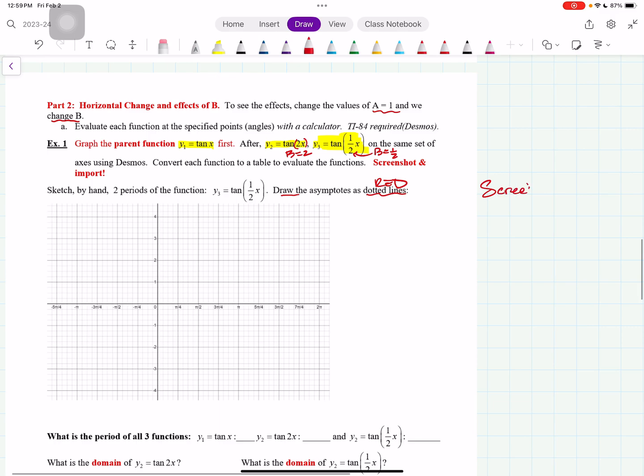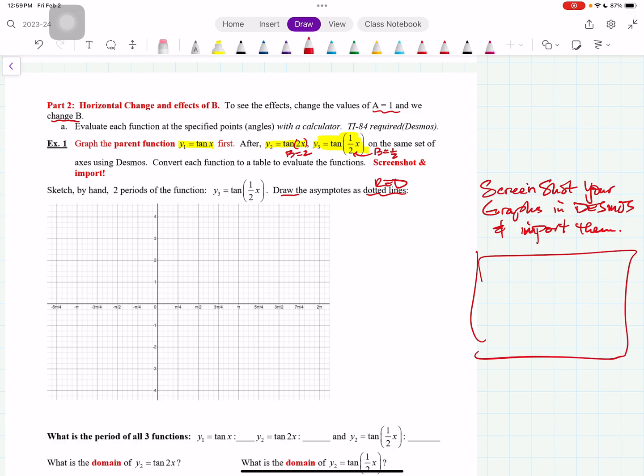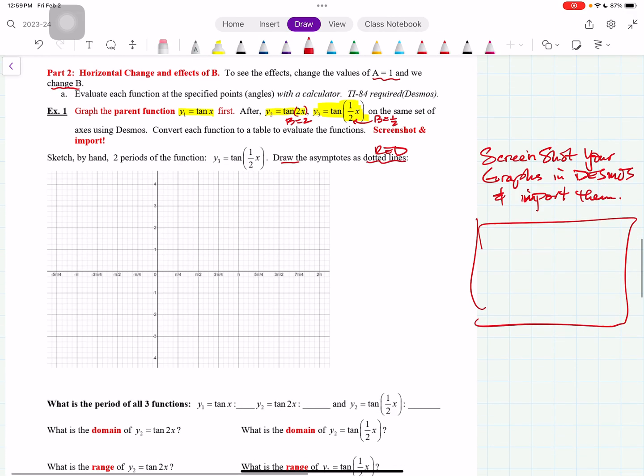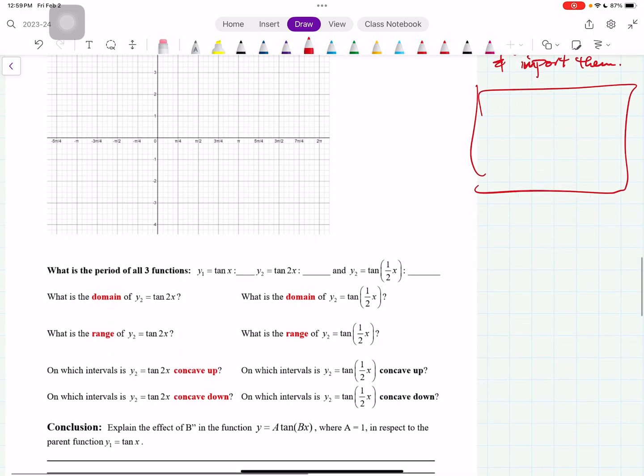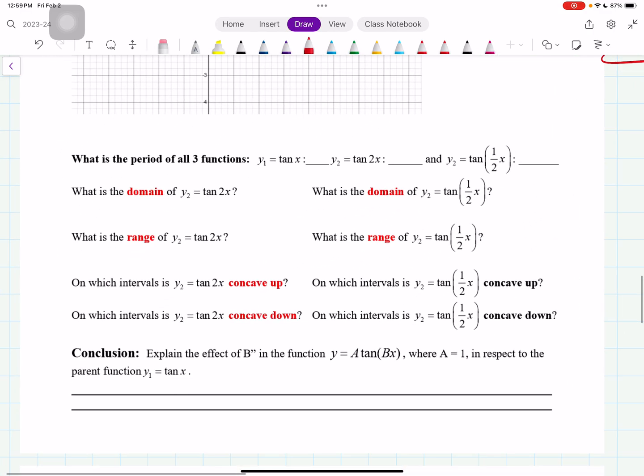So screenshot your results or your graphs in Desmos and import them. And then they should be here, okay? And then you're going to answer all these questions right here. What's the new domain? What's the range? Where is it concave up? Does the period change? And then what's the period of the function?